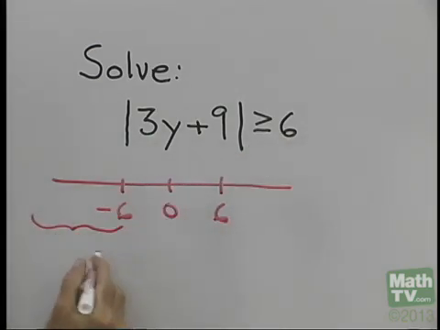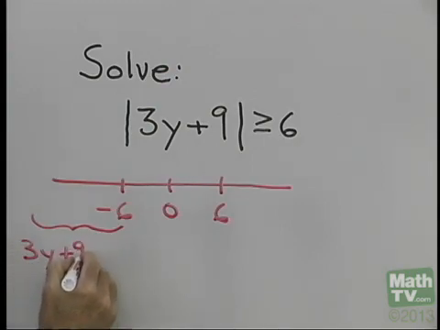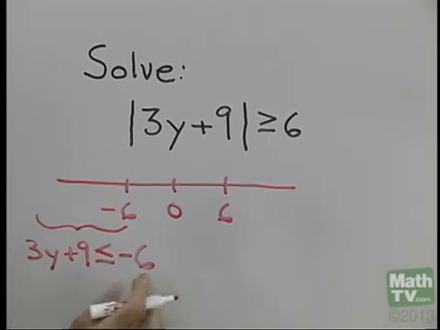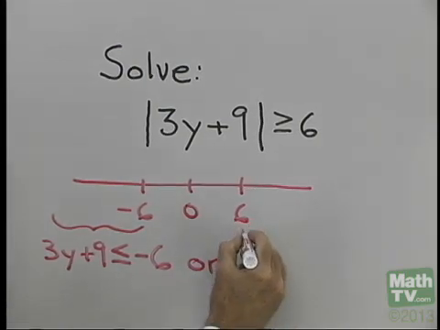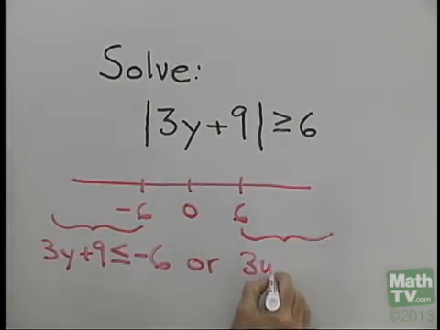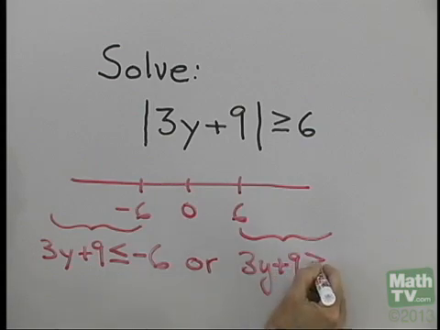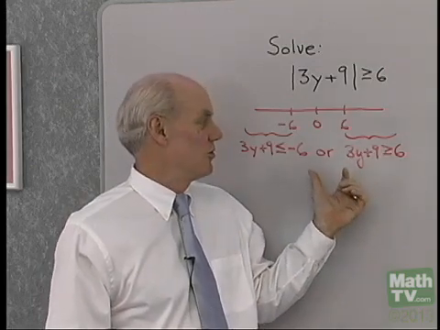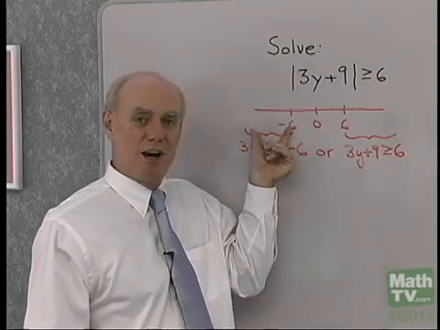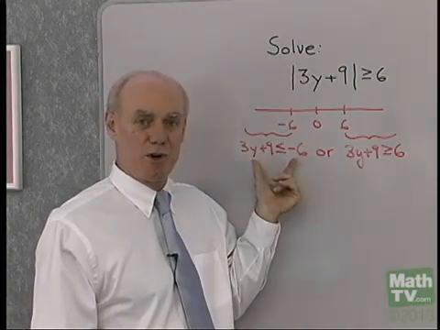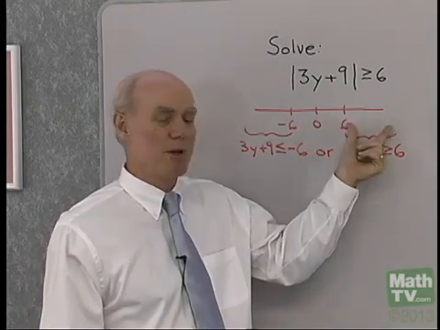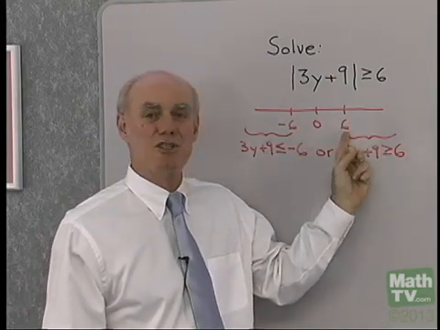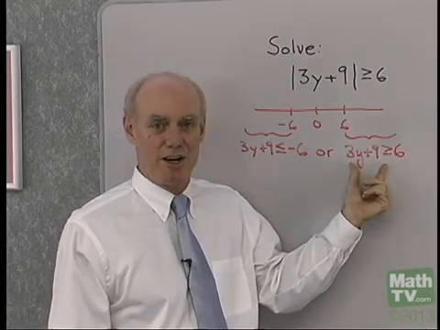So with this diagram, I'm just going to say 3y plus 9 is less than or equal to negative 6. That will be what happens if 3y plus 9 is in this region. Or it could be that 3y plus 9 is over here, which means that 3y plus 9 is greater than or equal to positive 6. So this is how I reason out the solution to this inequality. 3y plus 9 could be down here, in which case its distance from 0 is more than 6 units. So that means 3y plus 9 is less than or equal to negative 6. Or 3y plus 9 could be up here, and its distance from 0 is still more than 6 units. So 3y plus 9 greater than or equal to 6.